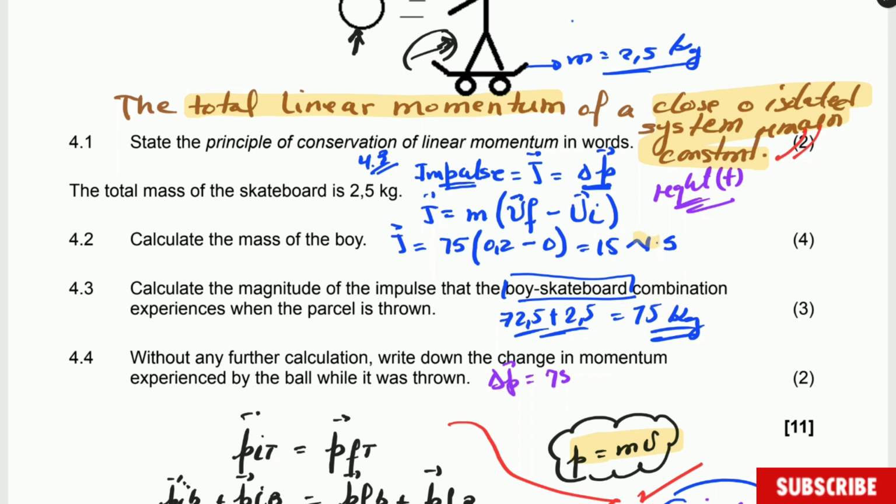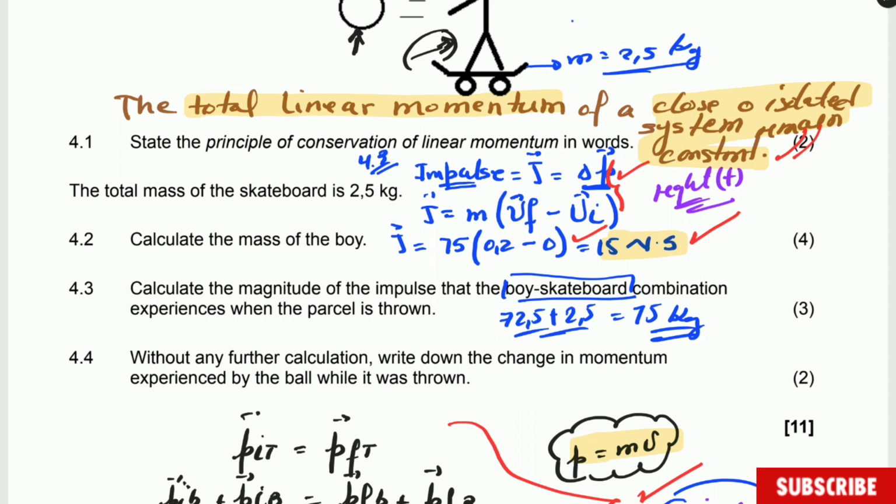If you get that answer, then you will get 1 mark for the formula, either one of those, 1 mark for the substitution, and 1 mark for the final answer. 3 very easy marks there.